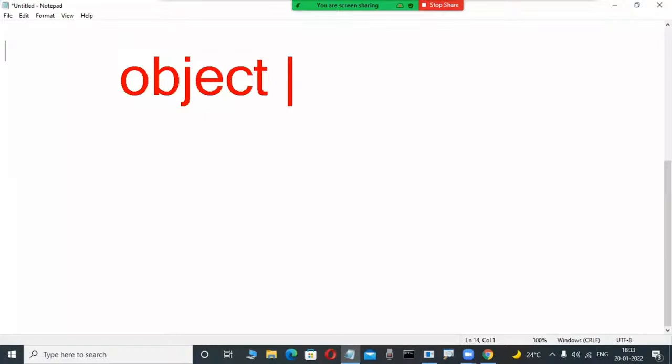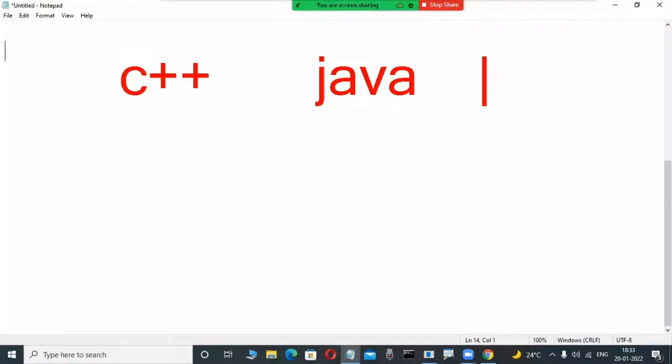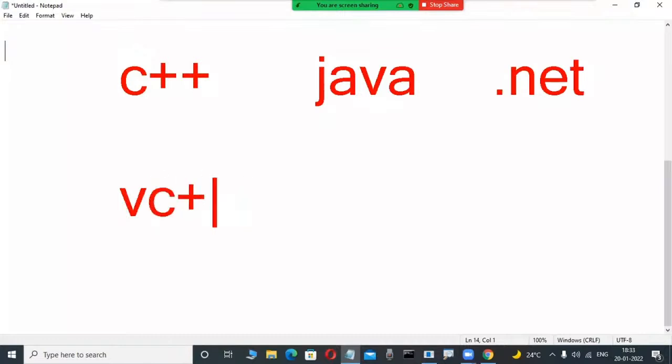Suppose there are many object-oriented languages worldwide. Maybe many of you have an idea. C++ is an object-oriented language. Java is a popular object-oriented language. C# .NET is an object-oriented language. VC++ is an object-oriented language. That's why there are so many object-oriented languages.